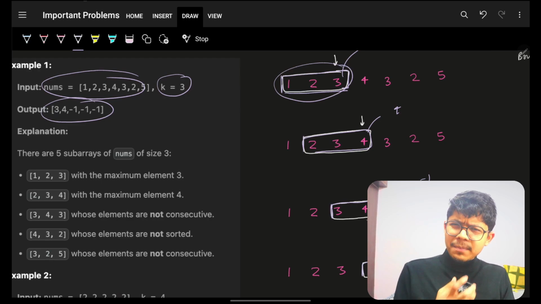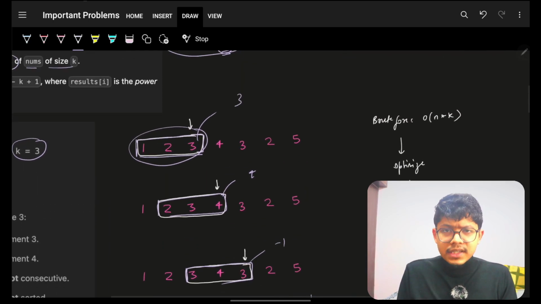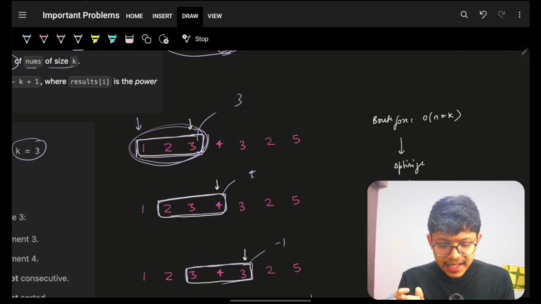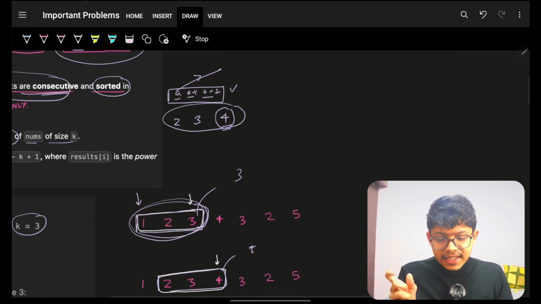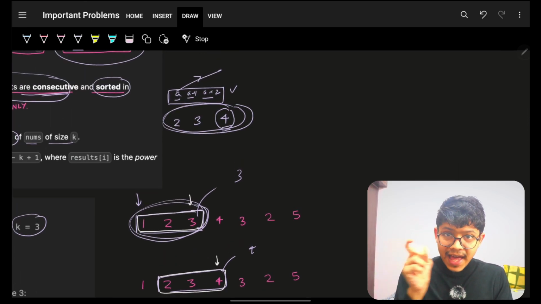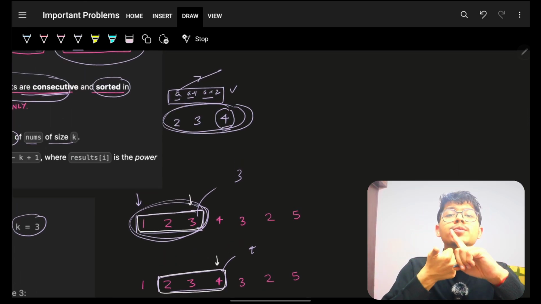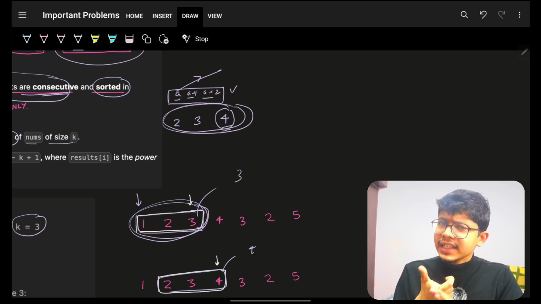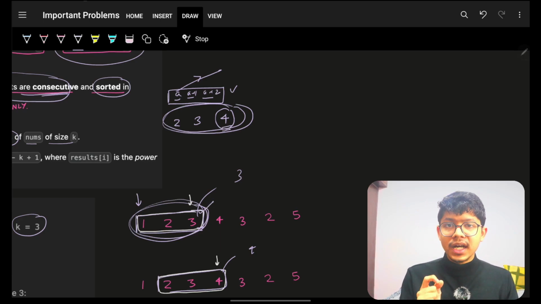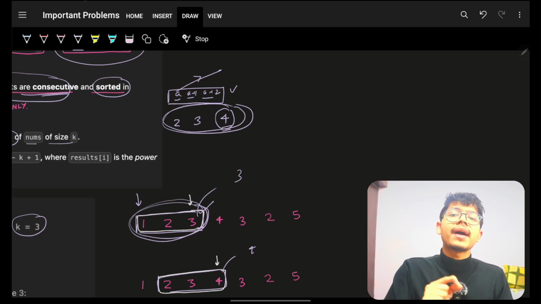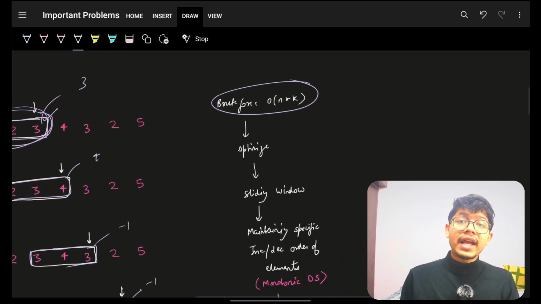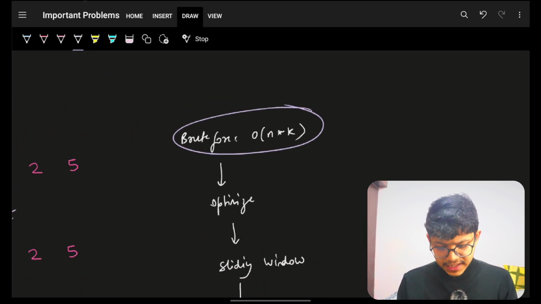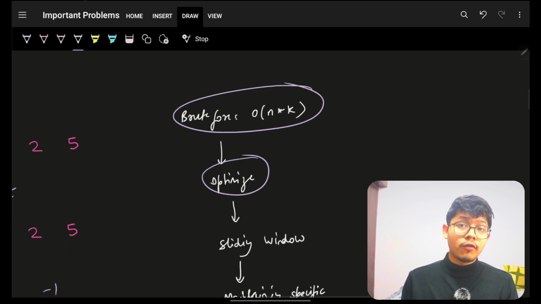Now, the very basic brute force approach says that I will be on an index i and take k elements. I can make a subarray out of it and then iterate on that array and figure out if it follows both the consecutive and increasing criteria. If yes, then the last element of the subarray will be the answer. That's one way, but obviously it will be O of n times k as time complexity. Can I improve it? Obviously, I can. How will I think of optimizing it?